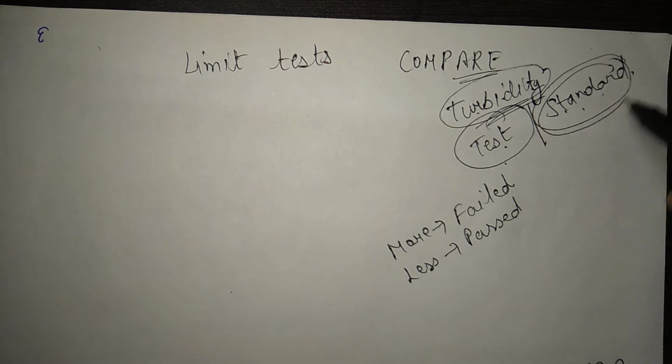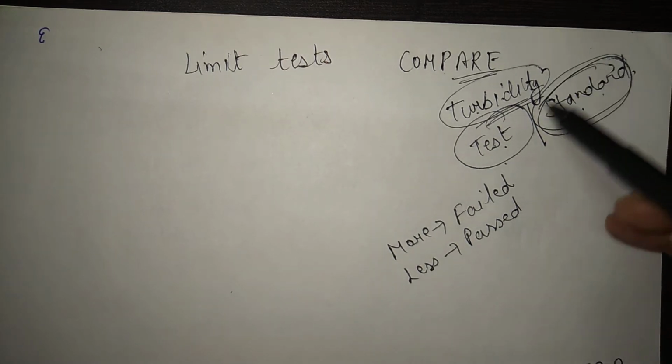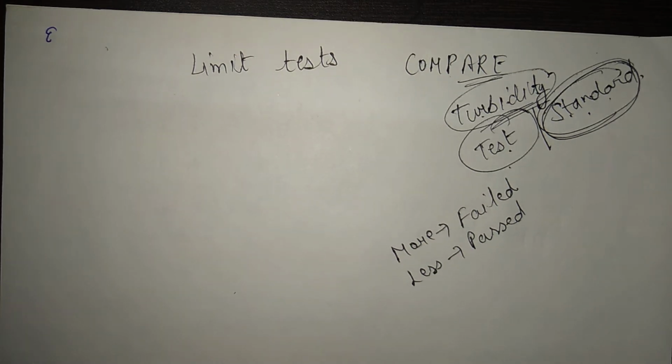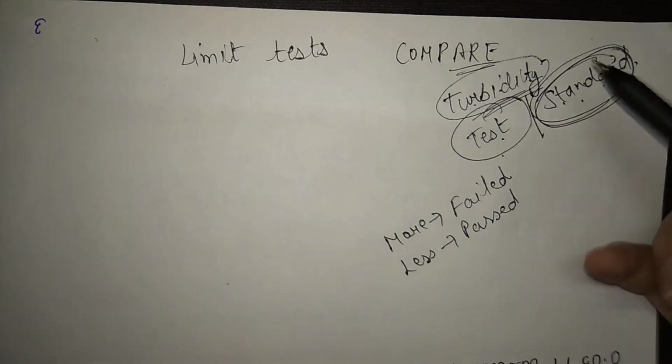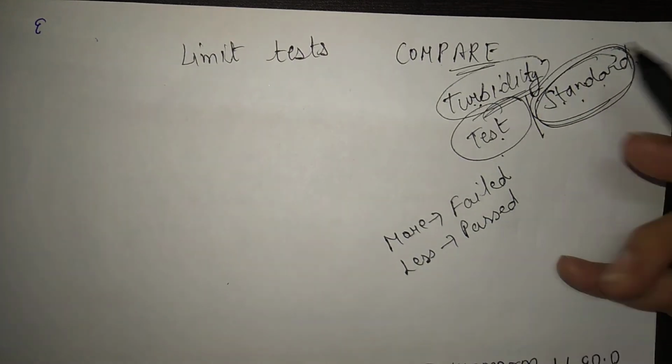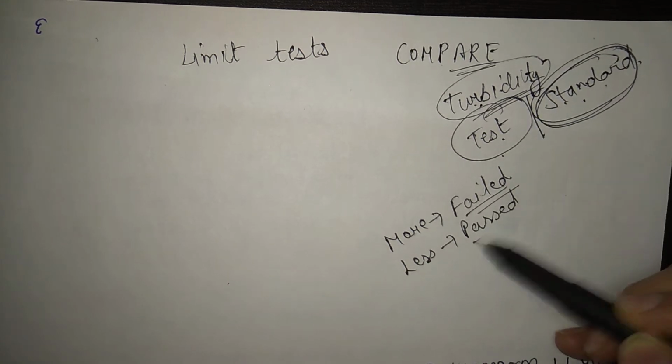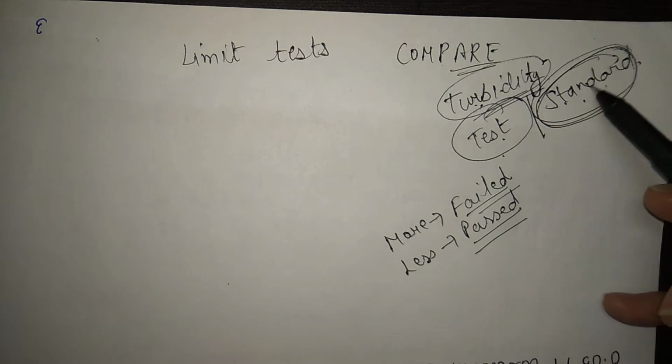Why do we compare it with the standard solution? Because in the standard solution the level of impurity has been fixed in our pharmacopoeia, that this is the specified amount of impurity which can be in this sample. So if the turbidity produced is more, it means that our limit test has failed. If the turbidity is less, it means the limit test has passed as compared to the standard solution.